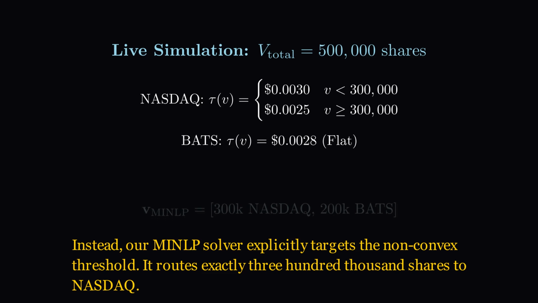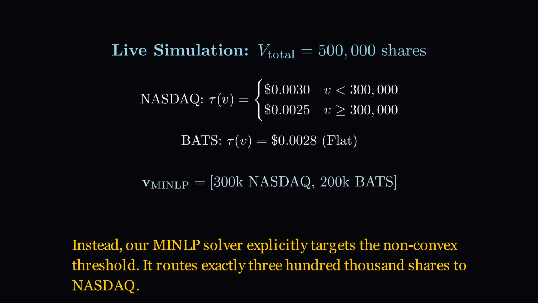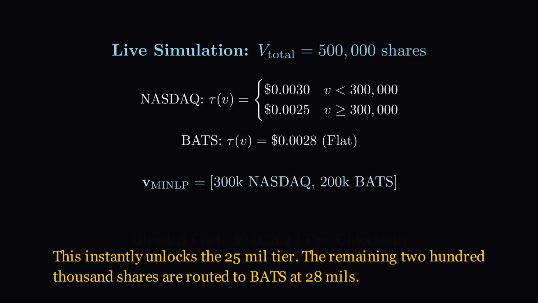Instead, our MINLP solver explicitly targets the non-convex threshold. It routes exactly 300,000 shares to Nasdaq. This instantly unlocks the 25 mil tier.